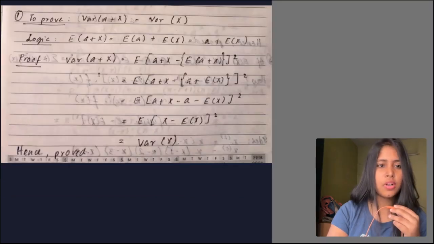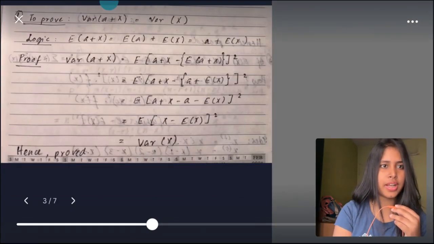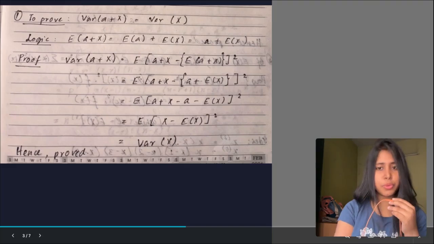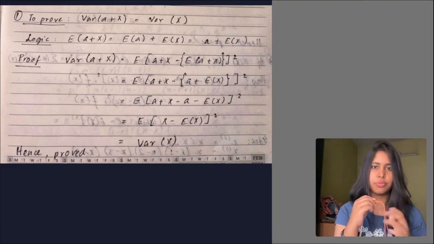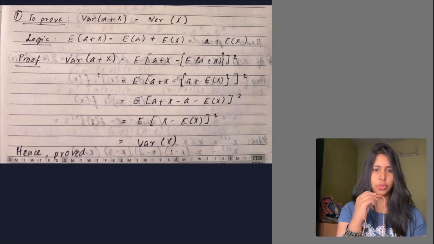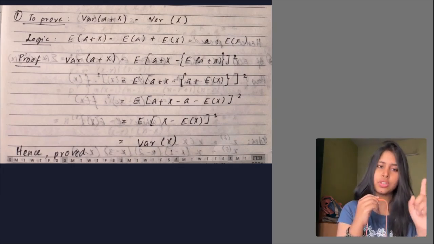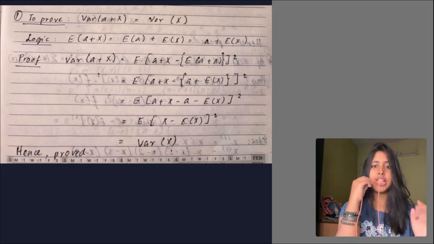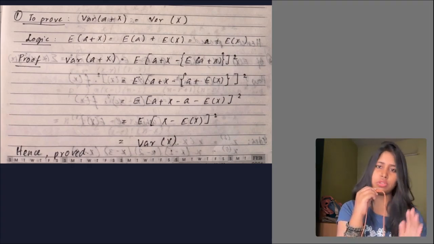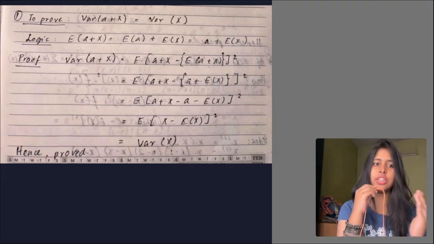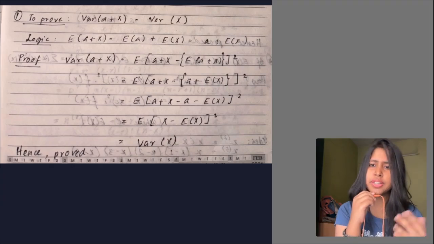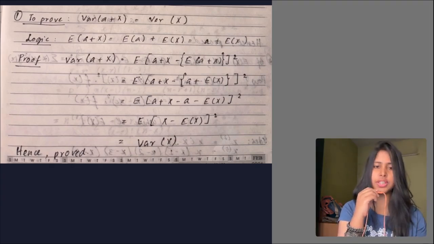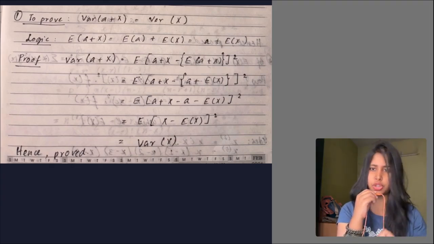Okay. Now coming to the next slide. In the next slide, we will prove the variance property. The first property was: variance of a plus x is equal to variance of x. Now let us start with the logic. Expectation of a constant is the constant itself. So here, expectation of a plus x is equal to expectation of a plus expectation of x. And what is the expectation of a? It will be the constant itself. So it will be a plus expectation of x.